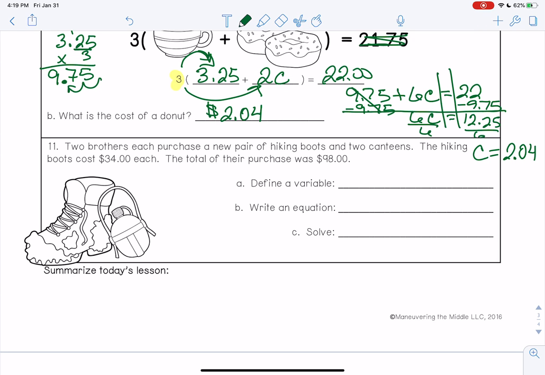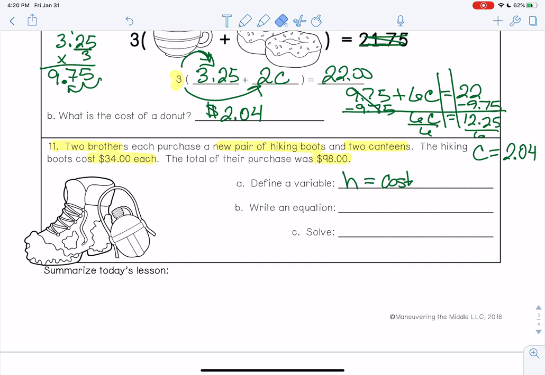Okay, so let's go ahead and highlight our important information. So we had 2 brothers. They each bought a pair of hiking boots, so that's 1 pair of hiking boots and 2 canteens. The hiking boots cost $34 and the total was $98. So define a variable. Well, let's see. For hiking boots, I can call it H, right? And that would be the cost.